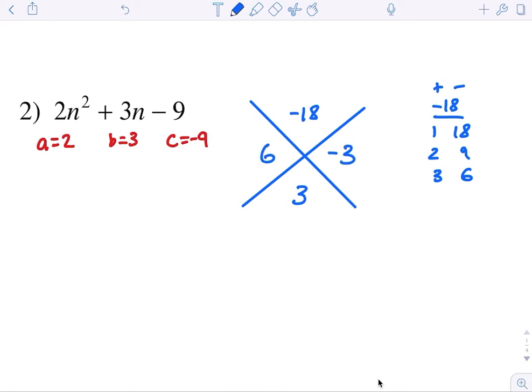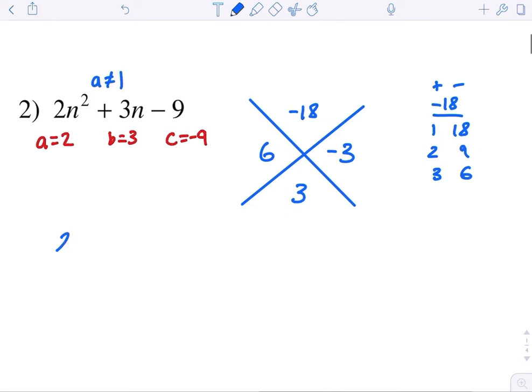Now remember, you ask these two questions. What times what will give us -18, but when you add them together, it would be 3, which is 6 and -3. Now notice, your A value is not 1. So since it's not 1, you have to write your first term twice. And the numbers that we found right here, you put in the denominator and add a variable. So 6n, and this is going to be -3n.